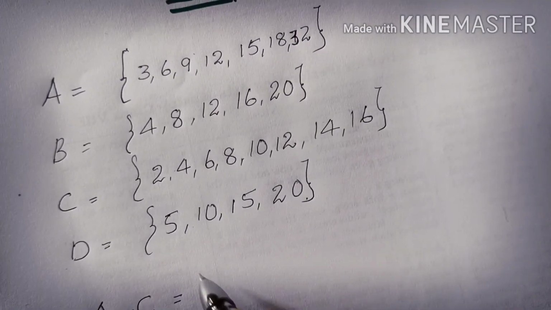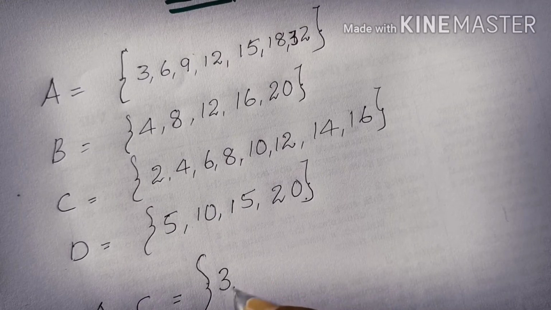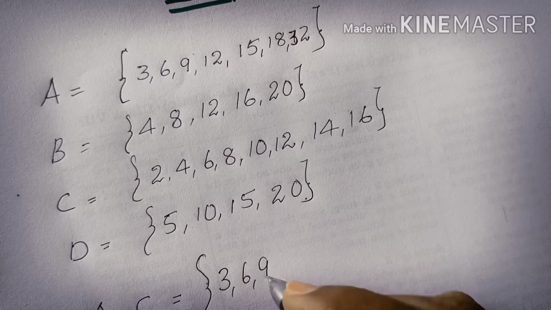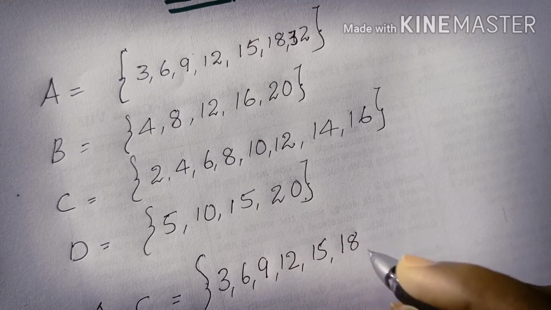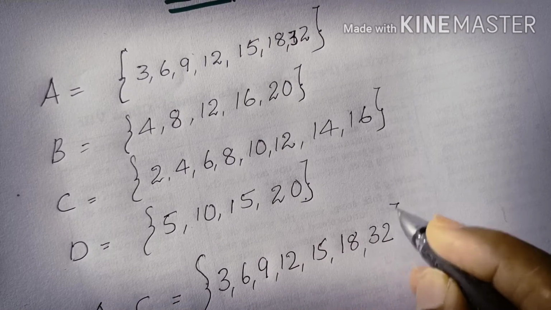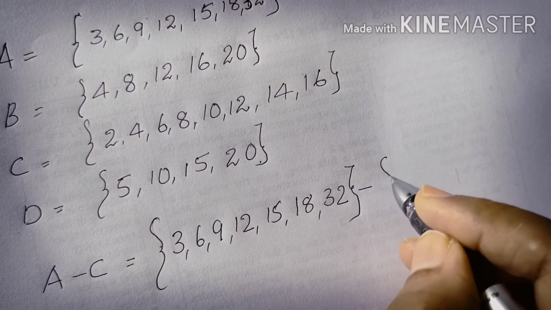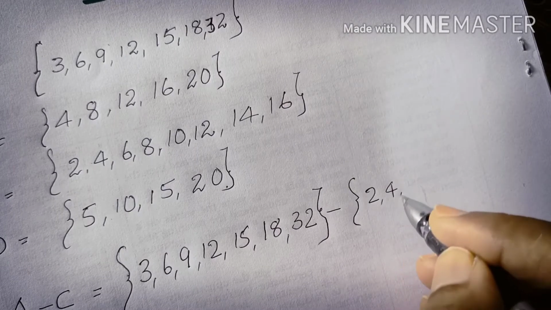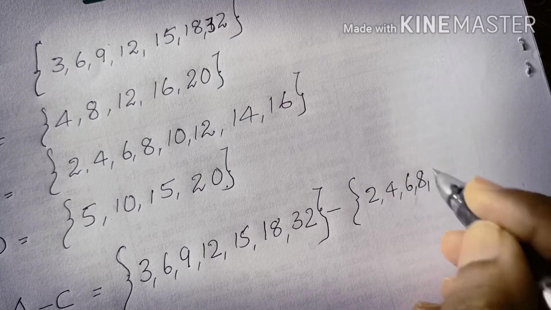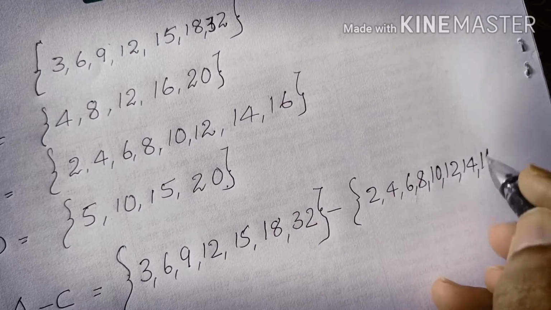Okay, what is A? Let us write A first. A is equal to 3, 6, 9, 12, 15, 18 and 32. These are the elements of A. And let us take C. C is 2, 4, 6, 8, 10, 12, 14 and 16.